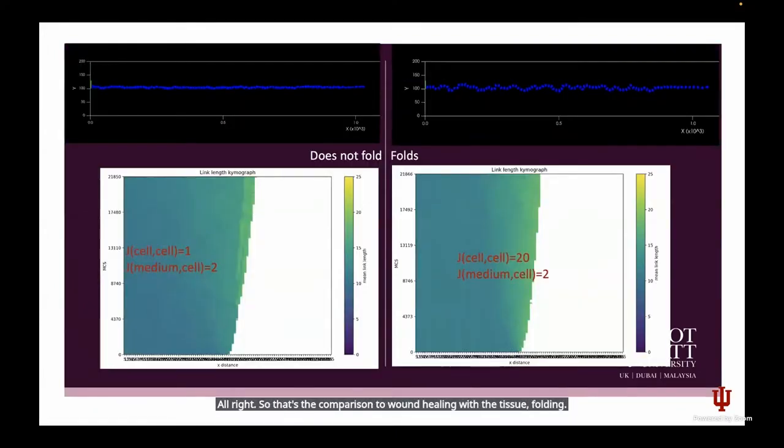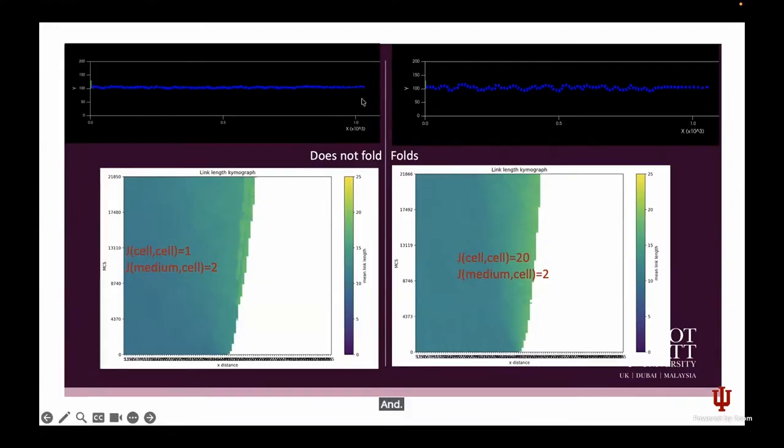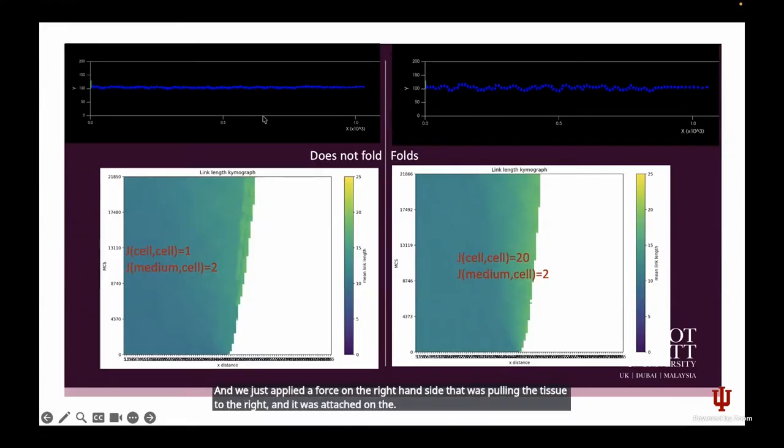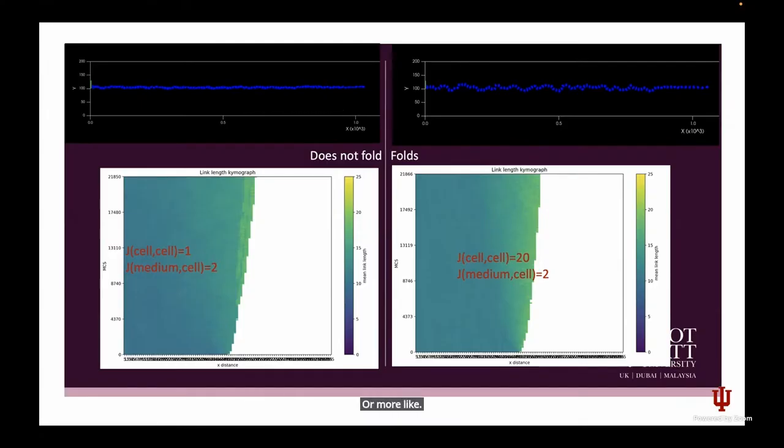And we also did a little detour where we investigated something about the tissue itself, which was we made a string of tissue, and we just applied a force on the right-hand side that was pulling the tissue to the right, and it was attached on the left-hand side. And we investigated basically how the force dissipates into the tissue, or more like the length of the links between each cell. And we varied the contact energies between the cells, because we actually had trouble getting it to start to fold.